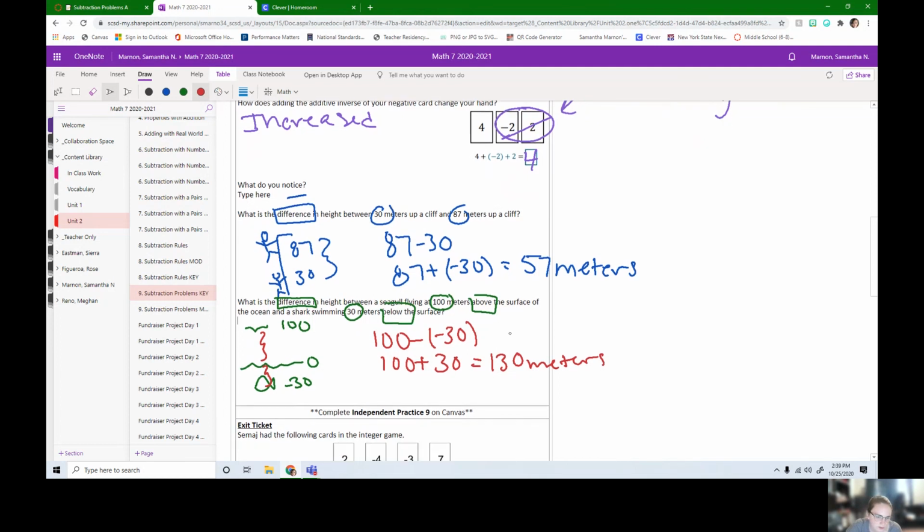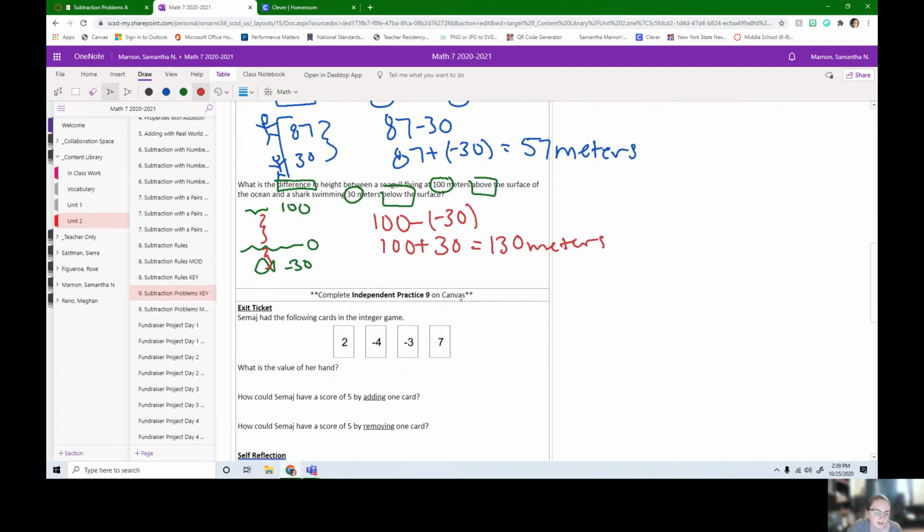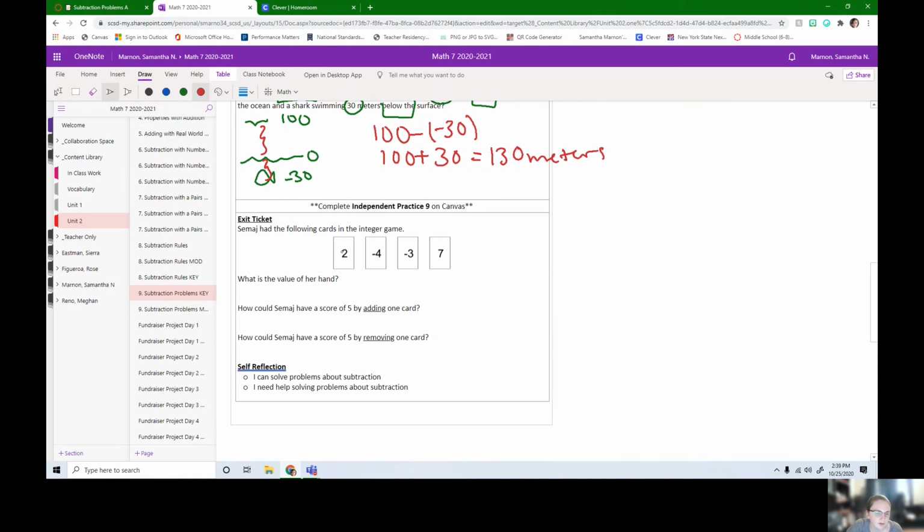So you have two things to do now. You have independent practice 9 on Canvas, and you have your exit ticket. This exit ticket was confusing for some people. For the value of her hand, I'm going to show you, you're just going to add up 2 plus -4 plus -3 plus 7. Figure out what that number equals. Once you have that number, here's the red spot for both of those. Whatever that number is, you're going to fill it in here.